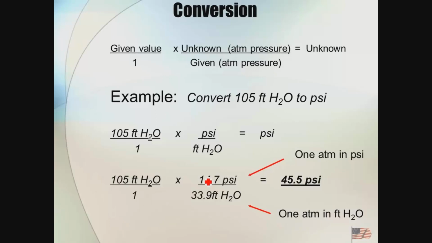Again, how we end up doing this: if I want to convert 105 feet of water to pounds per square inch, there's probably a conversion factor that applies to 1 atmosphere, and 105 feet of water times 14.7 divided by 33.9 will end up giving us 45.5 psi. So that's going down probably about 3 atmospheres. Pretty significant.